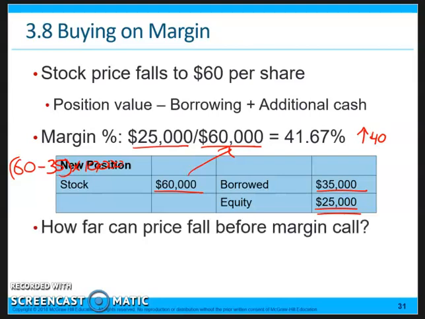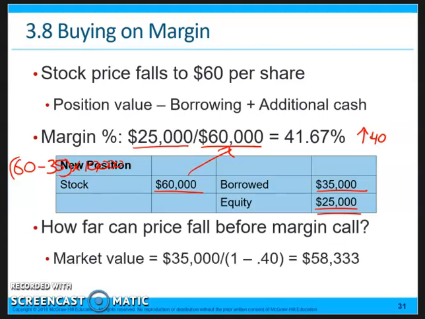So how far can the price fall before we have a margin call? That would be the margin amount divided by the 35,000, over one minus the maintenance margin, or $58,333. If you did it my way, it would be 35 divided by 1 minus 0.4, and this would give you the share price that you can't fall below.